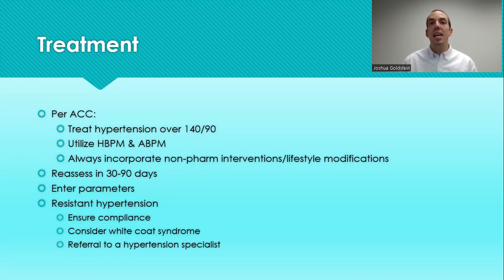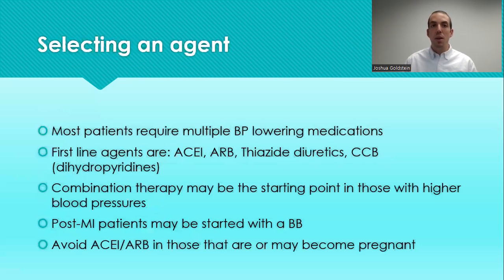And finally, in that case, if we do diagnose them with resistant hypertension, they should be going to a specialist, whether that's a cardiovascular specialist or a nephrology specialist. One of those two would be the most appropriate, depending on what underlying comorbidities the patient has, to fully address their blood pressure. So what agent are we going to select?